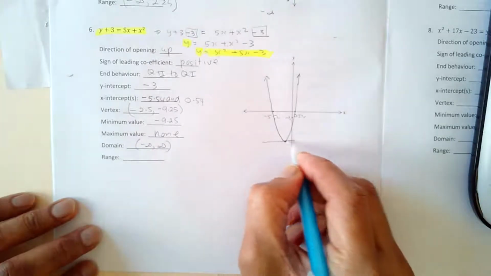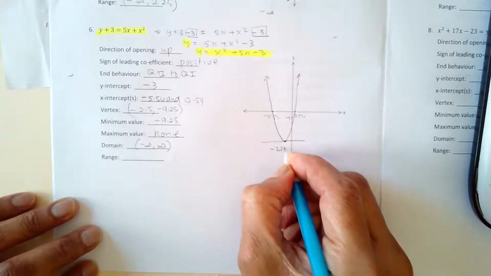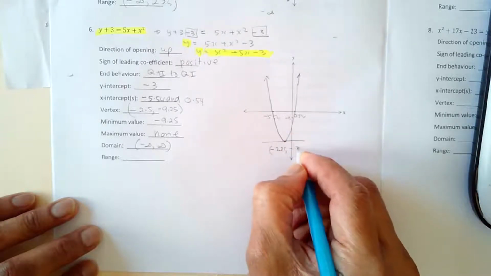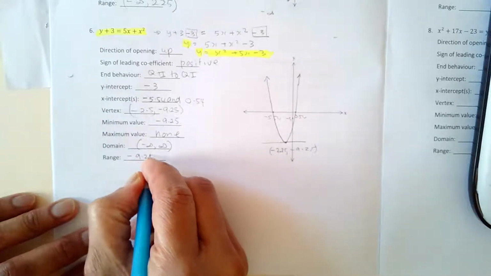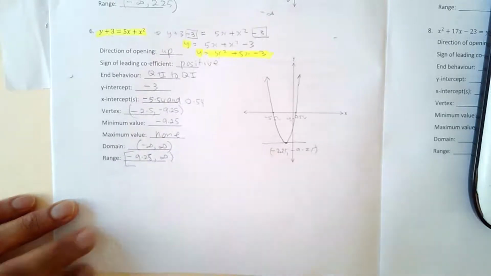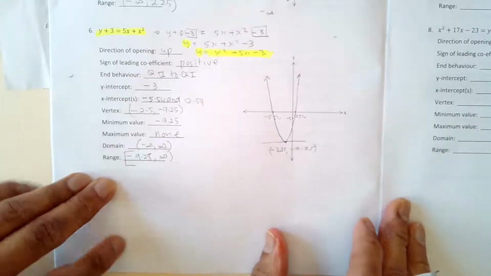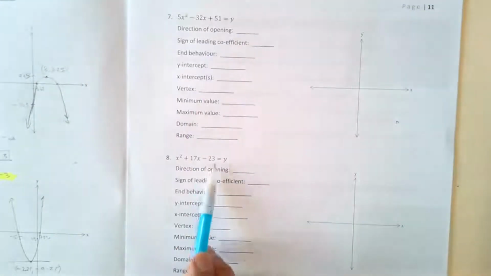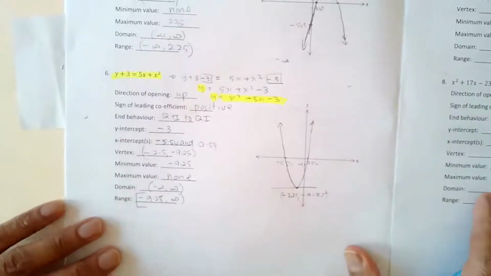Now the range is your minimum value here, which is -9.25, including it to infinity. So this is the one we haven't done before. The other ones, where the y is at the end, it's the same as putting a y in the front here, it doesn't make any difference. But I just want to go over this one with Desmos.